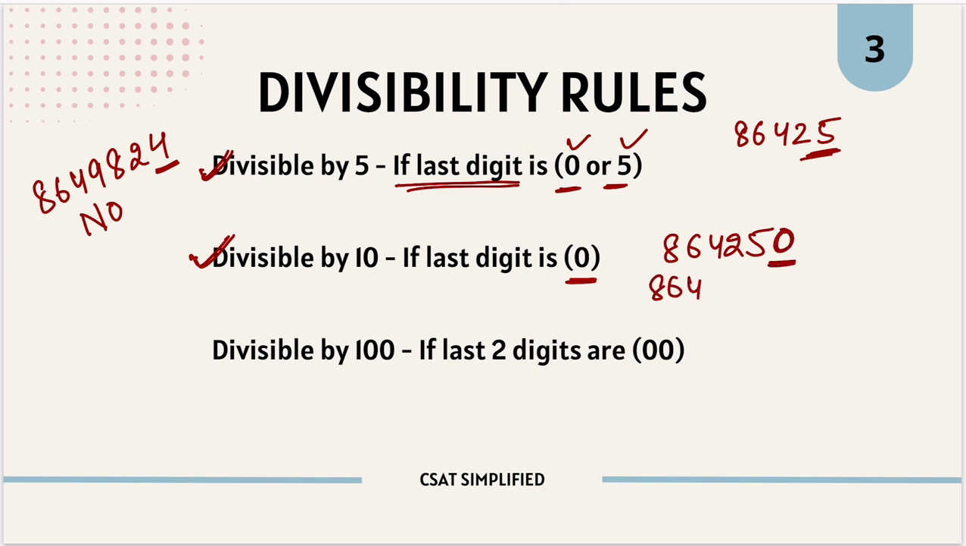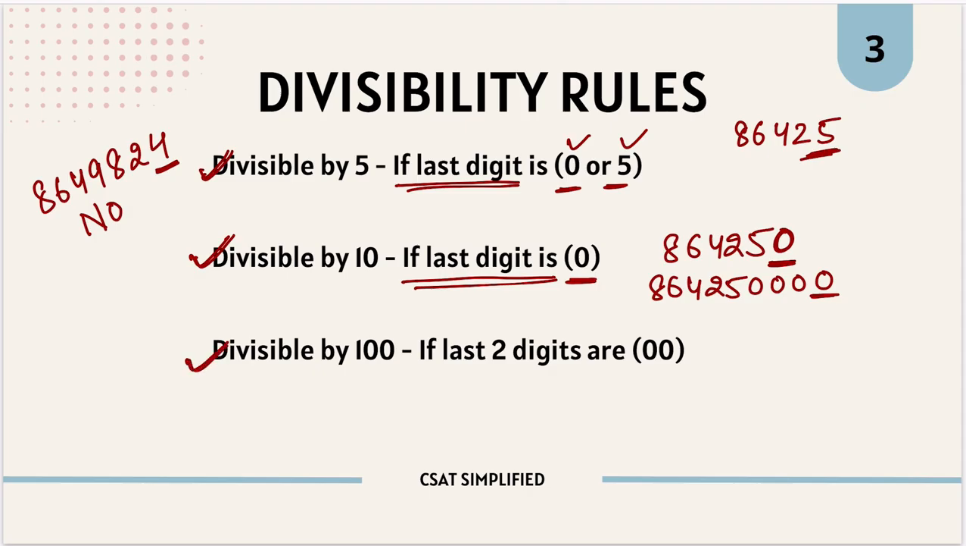Even 864250000 is divisible by 10. Why? Because the last digit has to be 0. Apart from that, it does not matter. So the last digit has to be 0 for it to be divisible by 10.